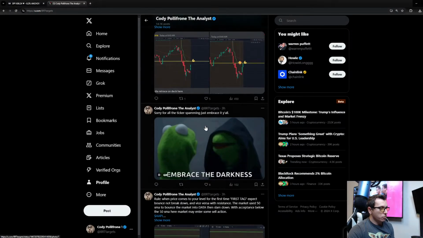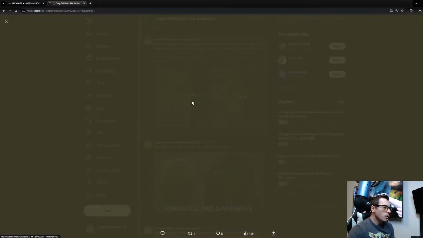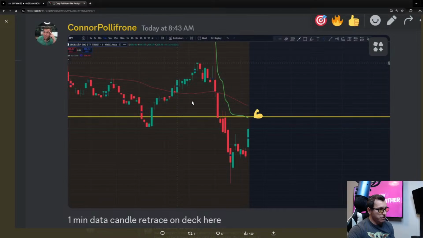All right, so we will be right here. I posted this up in the Discord at 8:43 a.m.: 1 minute data candle retrace on deck here. This is where we're tracking everyone that traded the sell move on the data down, and knowing that when we counterbounce, we're going to attack their volume shelf. So everyone that shorted on the 1 minute micros down, we're going back.